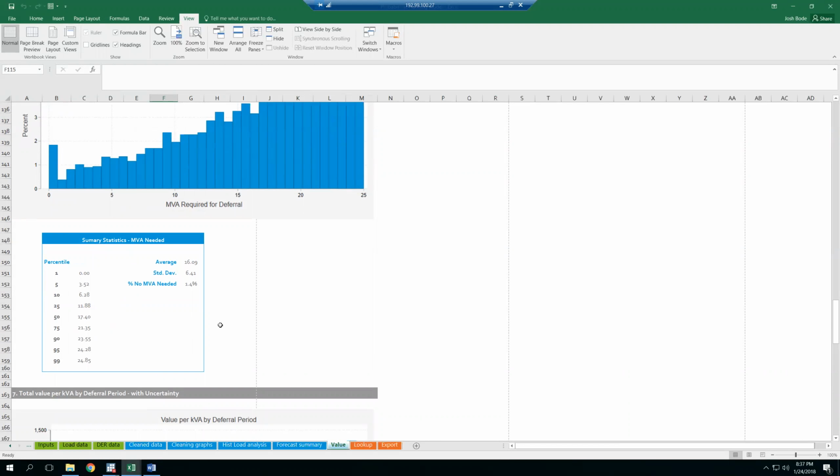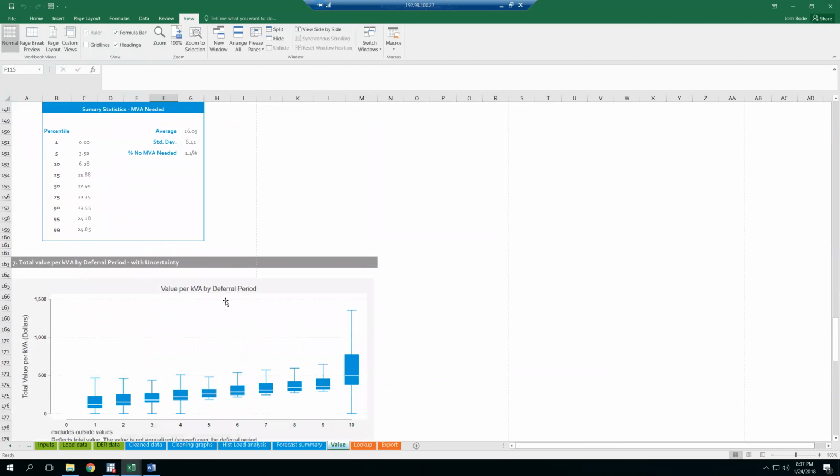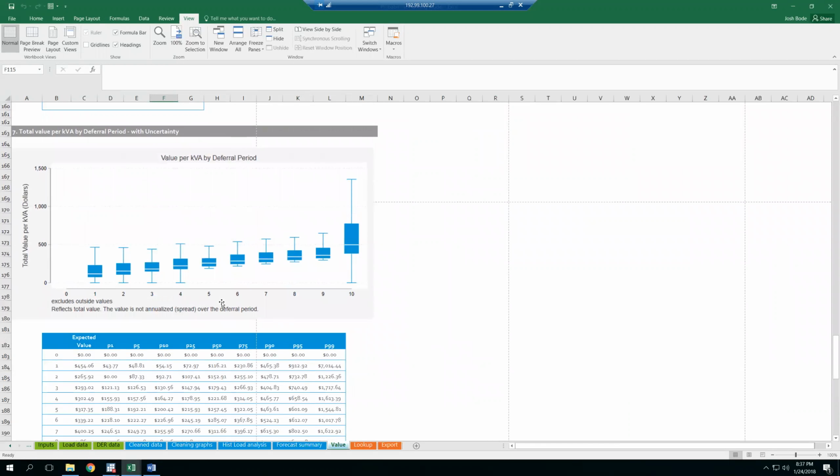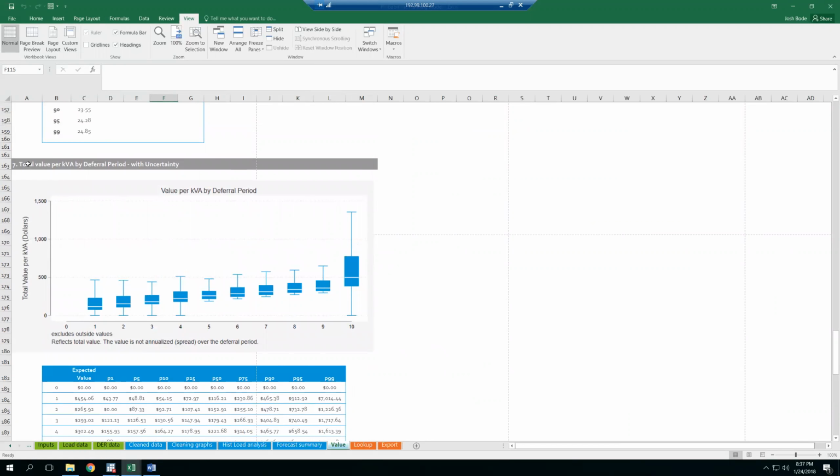And we actually give you the summary statistics here as well. The latter charts are showing what is essentially the total value per kVA. And to be clear, this is the revenue requirements under a scenario where you do have to build as you normally would versus a scenario where you deferred building to a later period. And it has its total value, so it's not annualized.